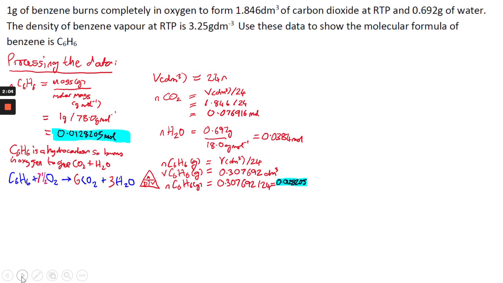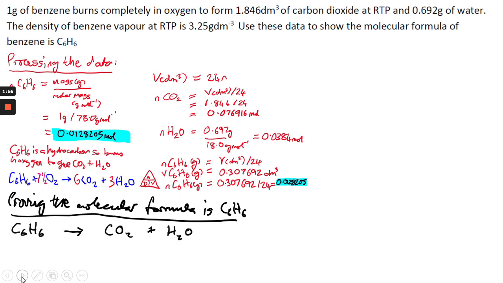So if we go back to the question and take all this working, we can now use it to prove that the molecular formula is C6H6. If we ignore the oxygen in the equation and just look at the benzene, the carbon dioxide, and the water, because oxygen is obviously going to be in excess because it tells us that it burns completely in oxygen. The only way that could work is if there is excess oxygen provided.